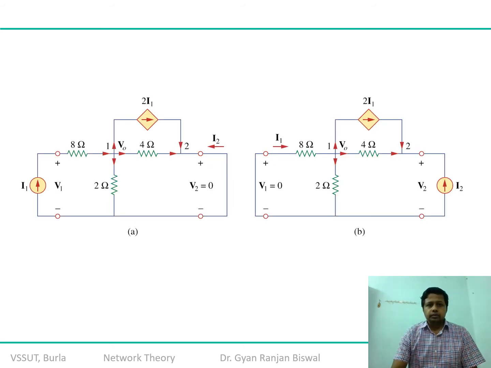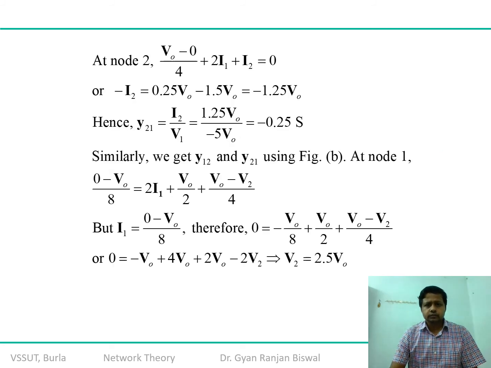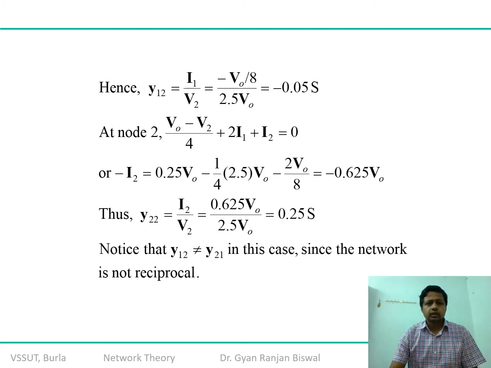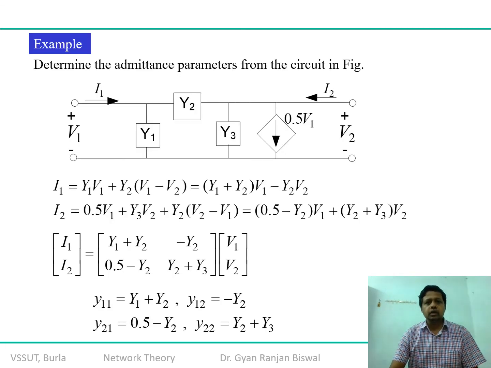Okay. So the circuit representation is given. I don't think that you will find any difficulty. Steps of the answer are also here, just for your reference. For example, in this problem, in that circuit, we have observed that Y12 is equal to minus 0.05 Siemens or ohm inverse, which is not equal to the value of Y21. So therefore, the circuit is not reciprocal.